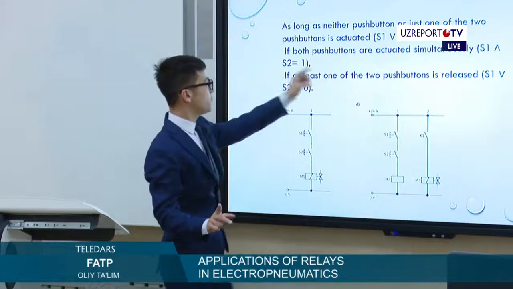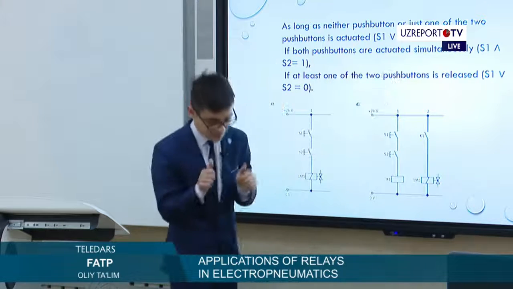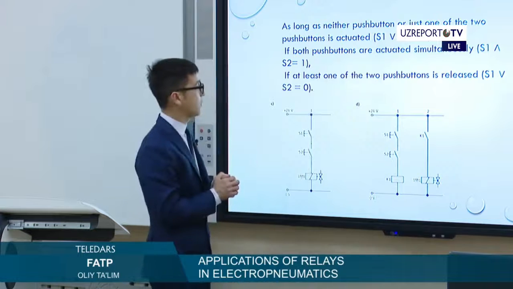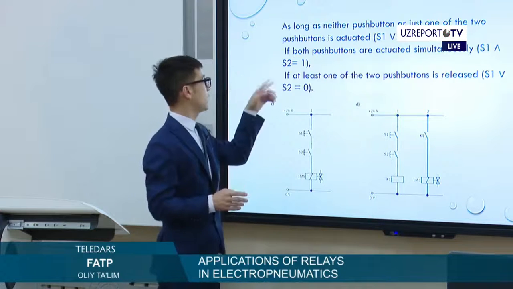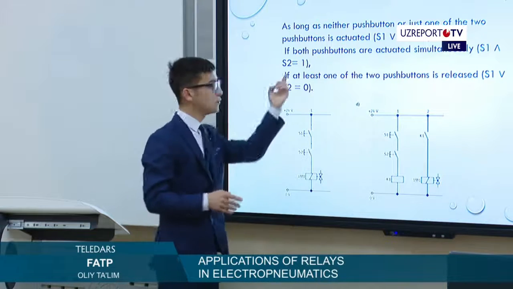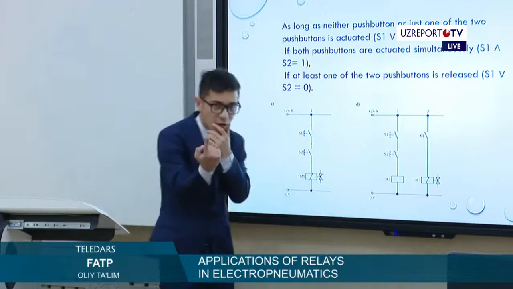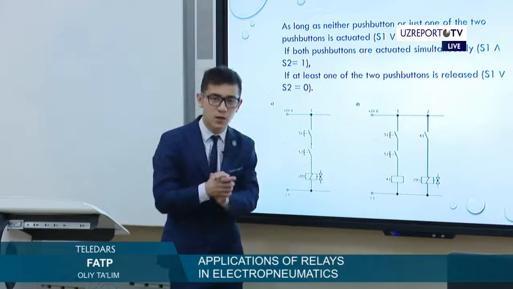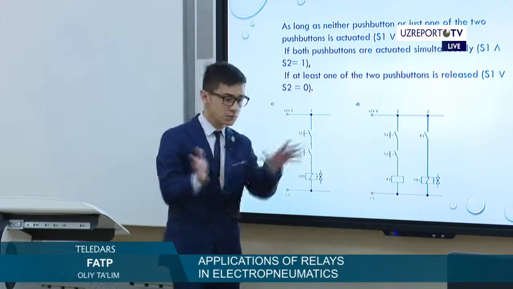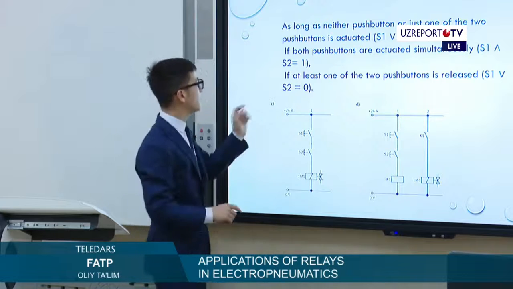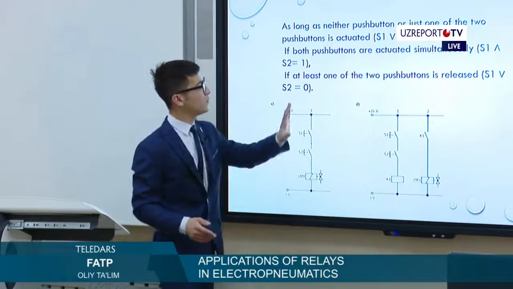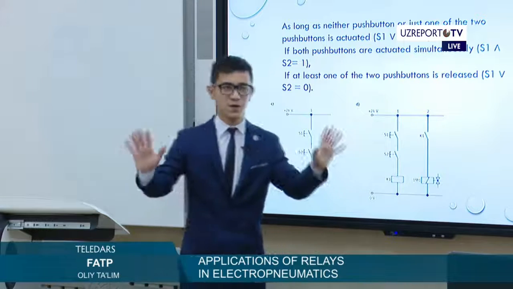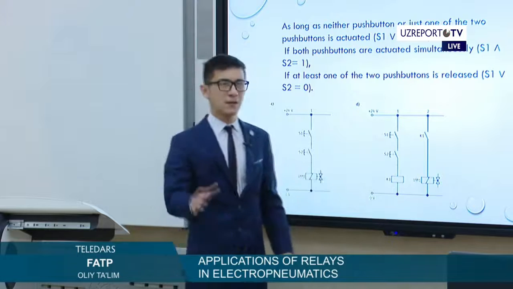And here, if the push buttons are activated similarly, in this action S1 and S2, it will be equal to 1. As you know, 1 in Boolean logic means the start of the technology process. And the last one, if we don't use any push buttons, it means that we don't have a technology process.